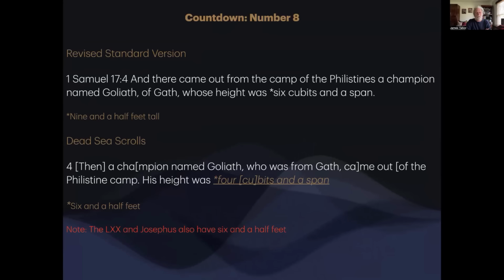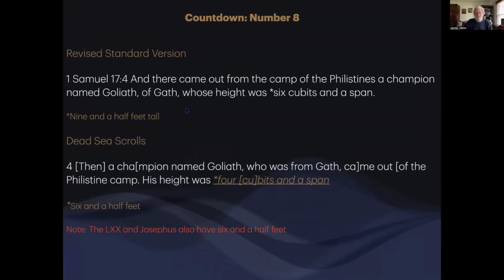We've all heard the story of David and Goliath and how tall was Goliath. Well, in the Masoretic text, he's pretty tall. 1 Samuel 17:4. And there came out from the camp of the Philistines a champion named Goliath of Gath, whose height was 6 cubits and a span. A span is half a cubit. That's 9.5 feet tall, 6 cubits, if you go by the standard cubit. And people have talked about that for centuries. Wow, that man was tall. Could that even be true?